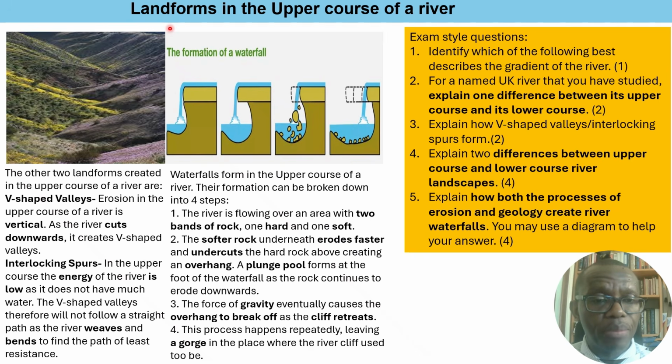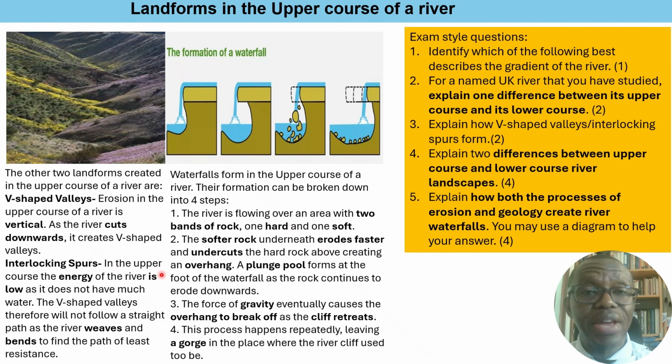So it's a V in shape, and the reason it's got a V shape is because the river is cutting downwards in the upper course. So at this point, the river doesn't have as much water, so the erosion is taking place downwards, so vertically, other than laterally, so other than sideways, and because of that, it creates a steep profile on the sides of it, because it's cutting downwards, and you end up with this V shape here. So that's a V-shaped valley, and it's one of the landforms that are created in the upper course of a river.